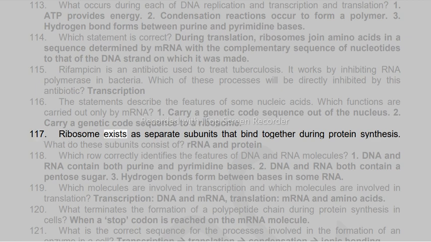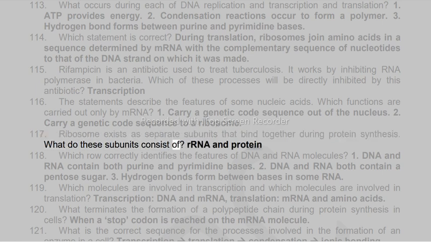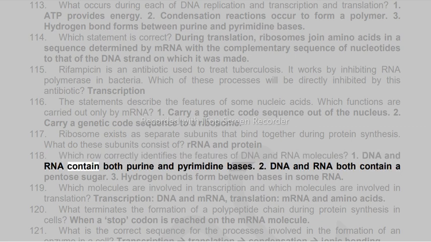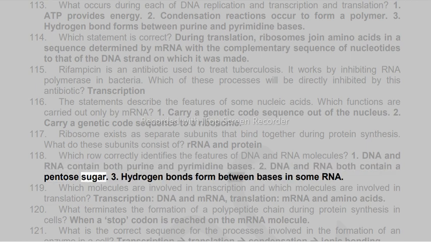117. Ribosomes exist as separate subunits that bind together during protein synthesis. What do these subunits consist of? RNA and protein. 118. Which row correctly identifies the features of DNA and RNA molecules? 1. DNA and RNA contain both purine and pyrimidine bases. 2. DNA and RNA both contain a pentose sugar. 3. Hydrogen bonds form between bases in some RNA.